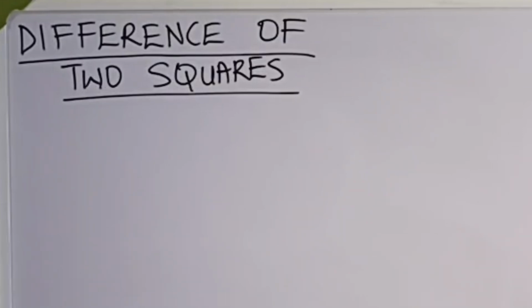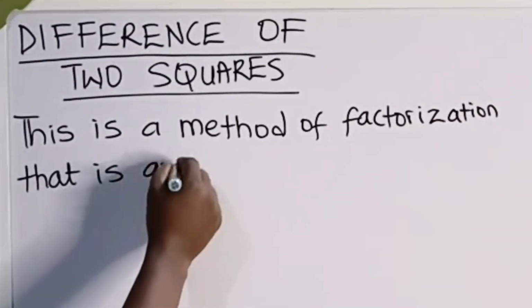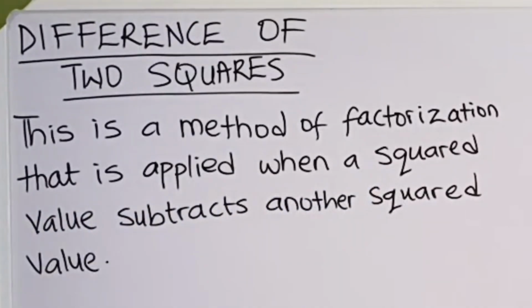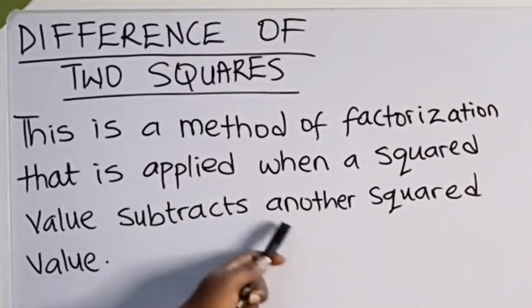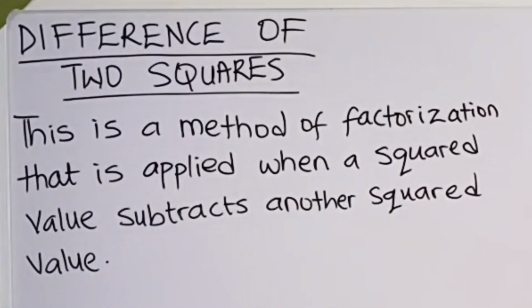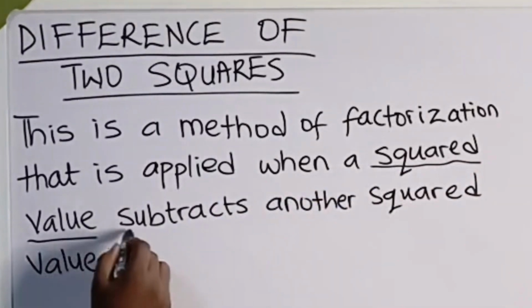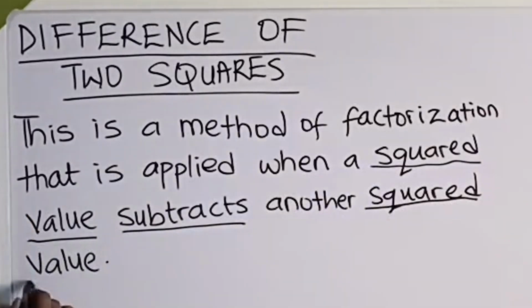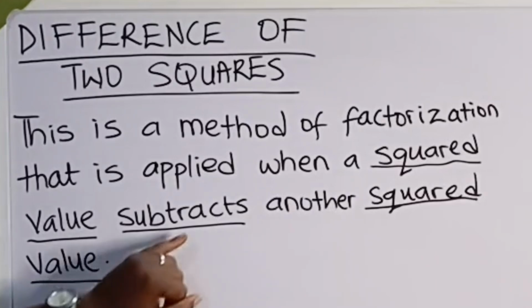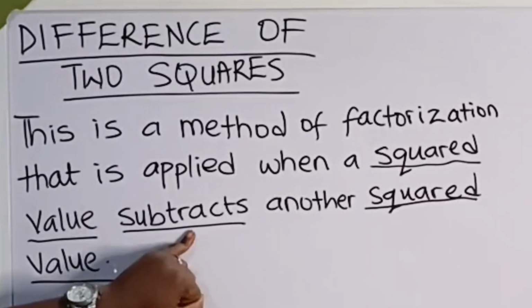This is a method of factorization that is applied when a squared value subtracts another squared value. So let's look at some things we need to observe here. One, a squared value subtracts another squared value. For us to apply difference of two squares, one, we must see squared values, and secondly, what we'll be working on is subtraction, not addition.